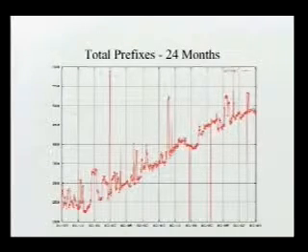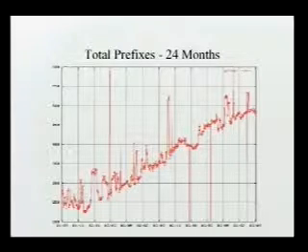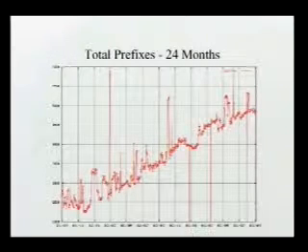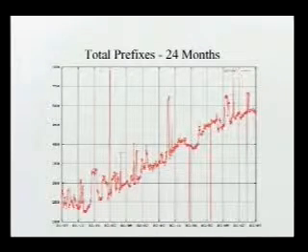So the total number of prefixes over the last 24 months is this. Each line on the x-axis is a month, and the number is on the y-axis. So there are these big spikes. We'll talk about some of those later. But it's increasing, and there's about 480 total. I'll talk about that some more.